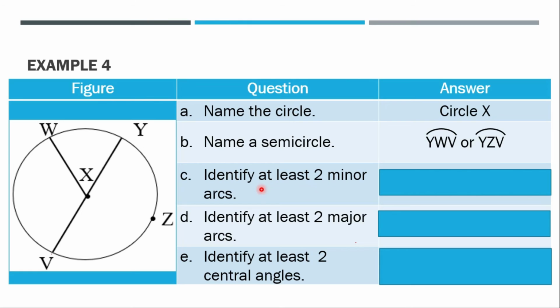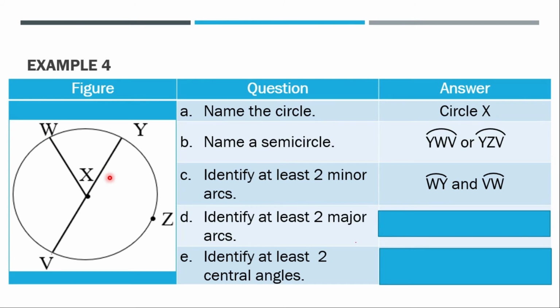Next is, let's identify at least 2 minor arcs. So, ang minor arcs ay less than the semicircle. So, tignan natin, ano ba yung minor arc natin dito? We have here arc WY, arc YZ, arc ZV, or arc VW. So, yun yung mga minor arcs natin. Pero since dalawa lang yung tinatanong, ilagay lang natin ang dalawang minor arc. So, we have here arc WY and arc VW.